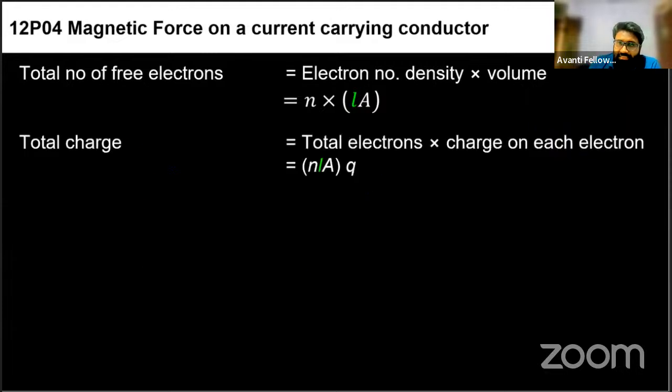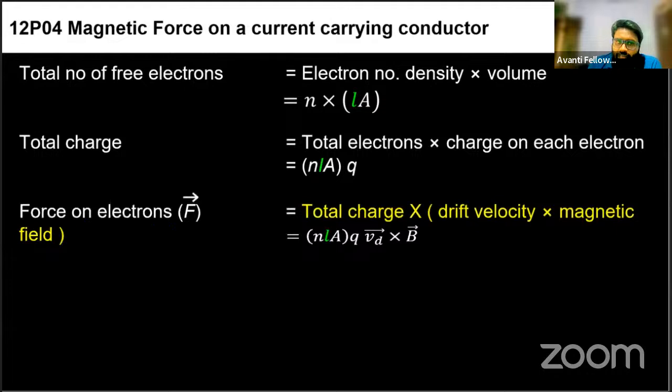Now what will the total charge become? Total charge will be total number of electrons into the charge on each electron, and we have considered q as the charge. Now the force F is what? Total charge into drift velocity, because each electron is moving with the drift velocity. So in the expression q v B, v will be replaced by vd. This is n L A q, the total charge, and B is the magnetic field. Now current density we can say is n into q into vd.